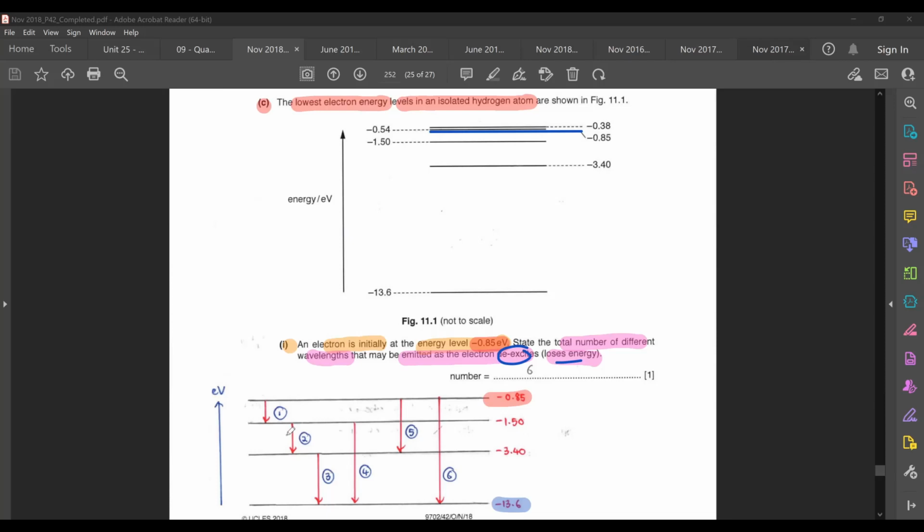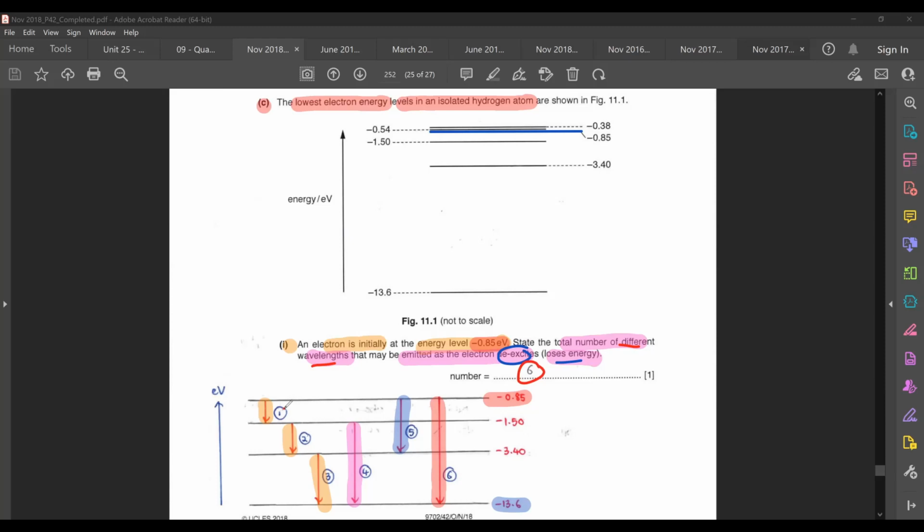So you can go down in this step, and this step. You can also go down in this step, followed by this step, and lastly this step. So these are 6 different unique transitions downwards, 6 unique ways in which your electrons can fall back to a lower energy level. That will correspond to 6 different wavelengths. So your answer here is 6, right?